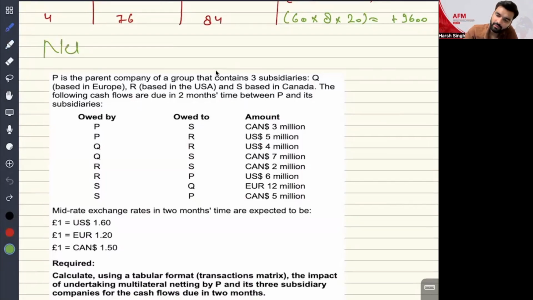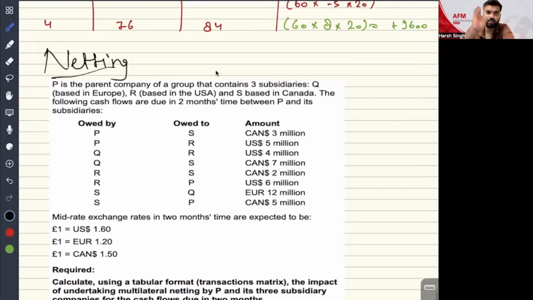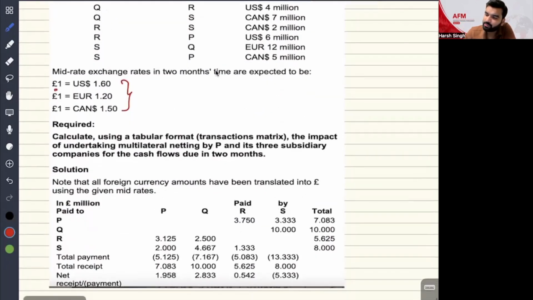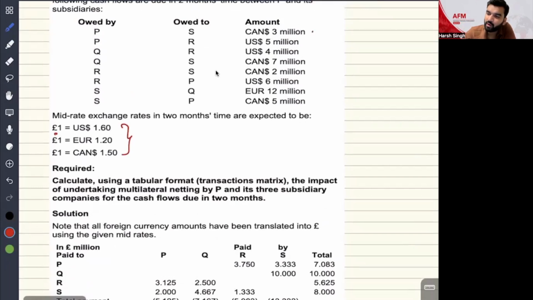First of all, we will convert all of these payments into one currency. Generally, that currency will be the parent company's currency. Over here, if you look at the exchange rates, pound is given. So I'll convert everything into pound. All those that are already in pound, we don't have to convert.